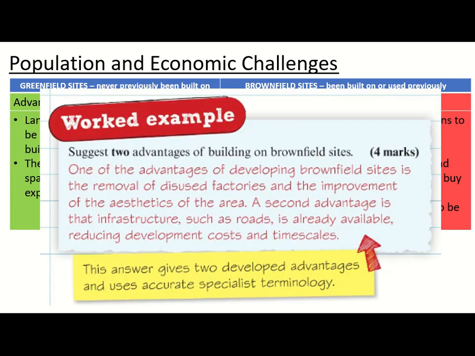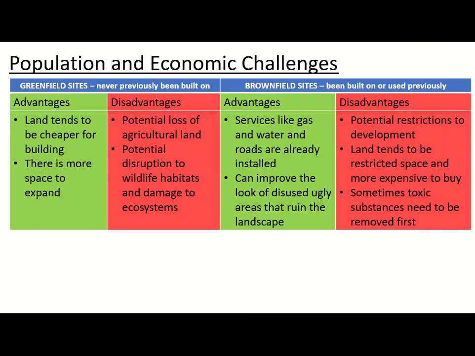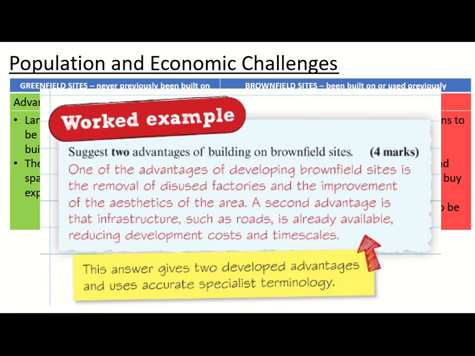Now here's an example of how you could be asked this in a question. I've got proper examples for you coming up as well. It says suggest, so it's that explain kind of word again, 2 advantages of building on Brownfield sites for 4 marks. So it's suggest, so you've got to use connectives. Now Brownfield is here, 2 advantages: services are already installed, and it can make an area that's ugly look a lot nicer. So one of the advantages is the removal of disused factories and the improvement of aesthetics of an area. That is really how a place looks nicer. A second advantage is that infrastructure like roads is already available, reducing development costs and timescales.